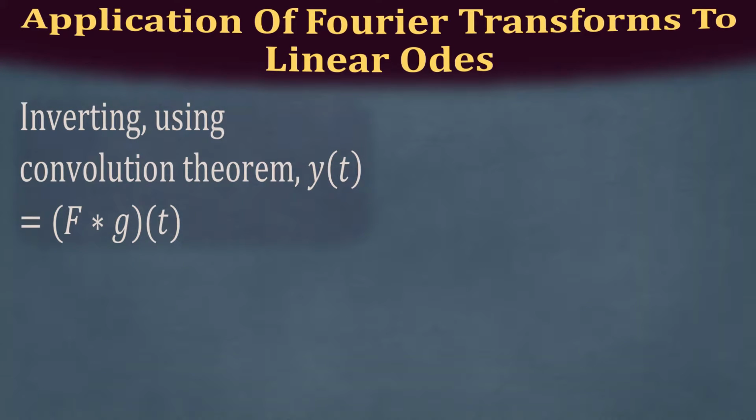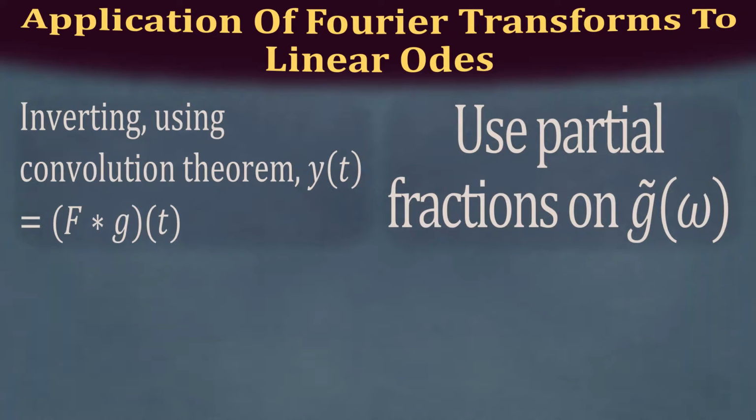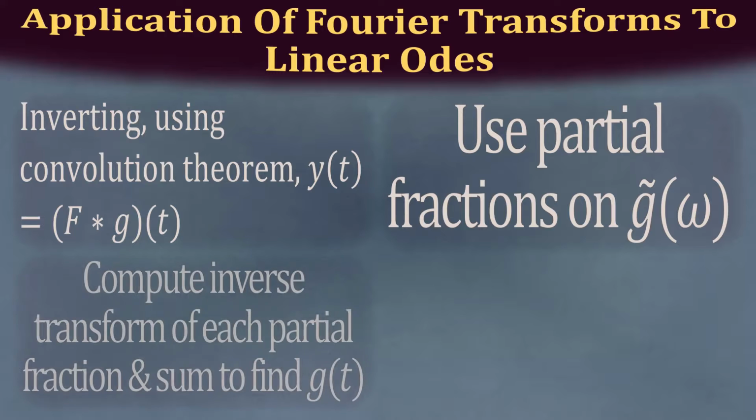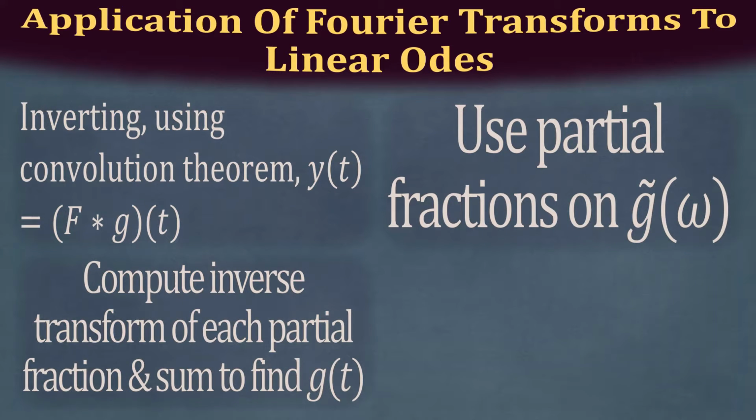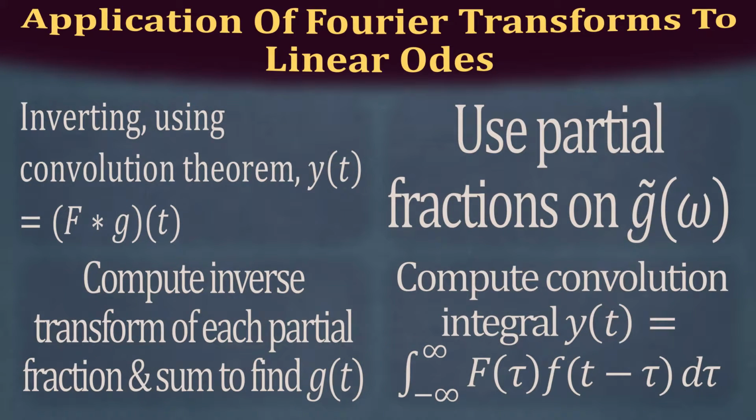Inverting, using the convolution theorem, we have that y(t) is equal to f convolute g(t). Then we use partial fractions on g tilde(omega). Then we compute the inverse transform of each partial fraction and sum to find g(t). Next, we compute the convolution integral y(t) is equal to the integral from minus infinity to infinity of f(tau) times g(t minus tau) d tau.